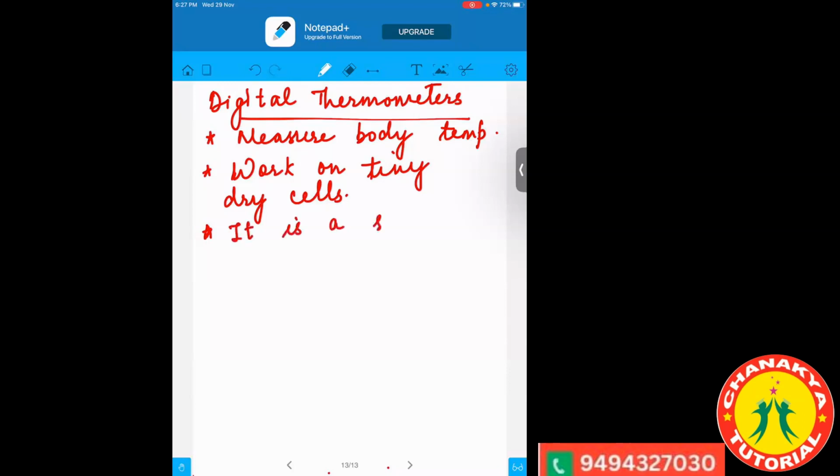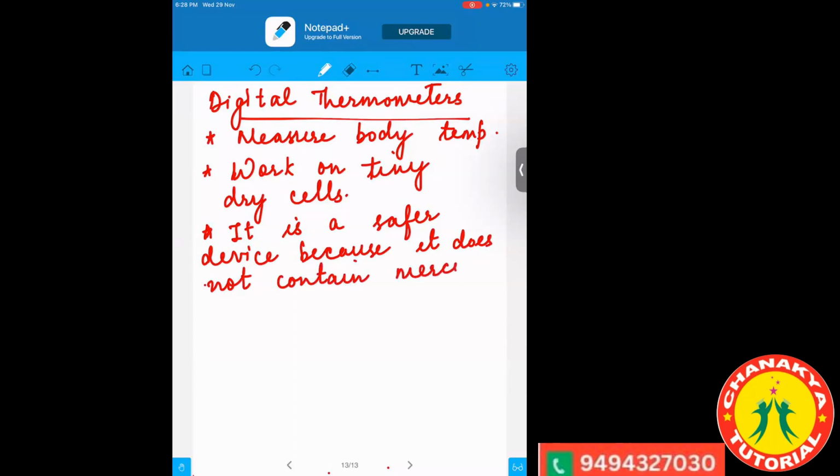Now these digital thermometers are a safer device because they do not contain mercury. And what is mercury? Mercury is a toxic substance, and that is the reason these digital thermometers are the safest device to use.